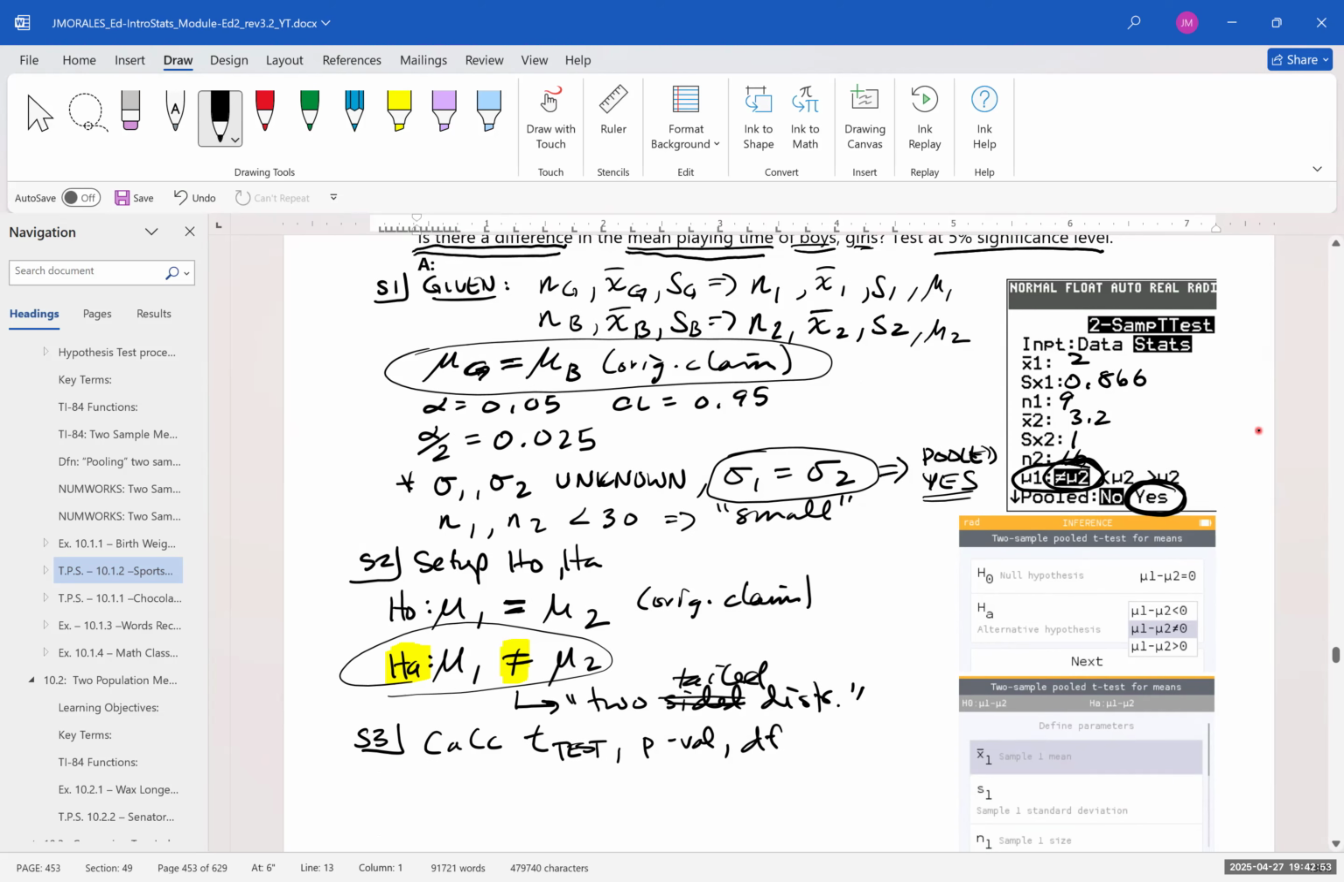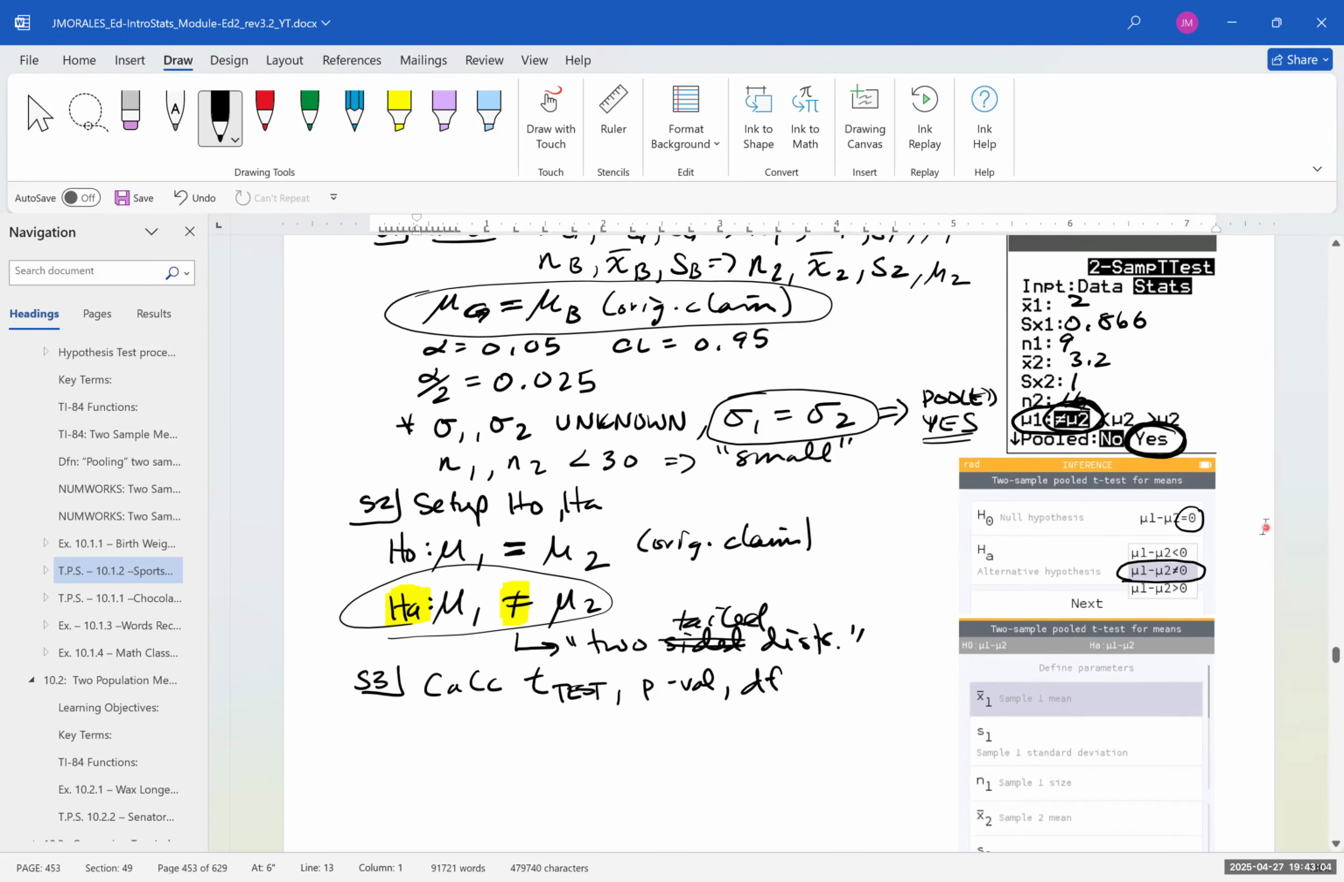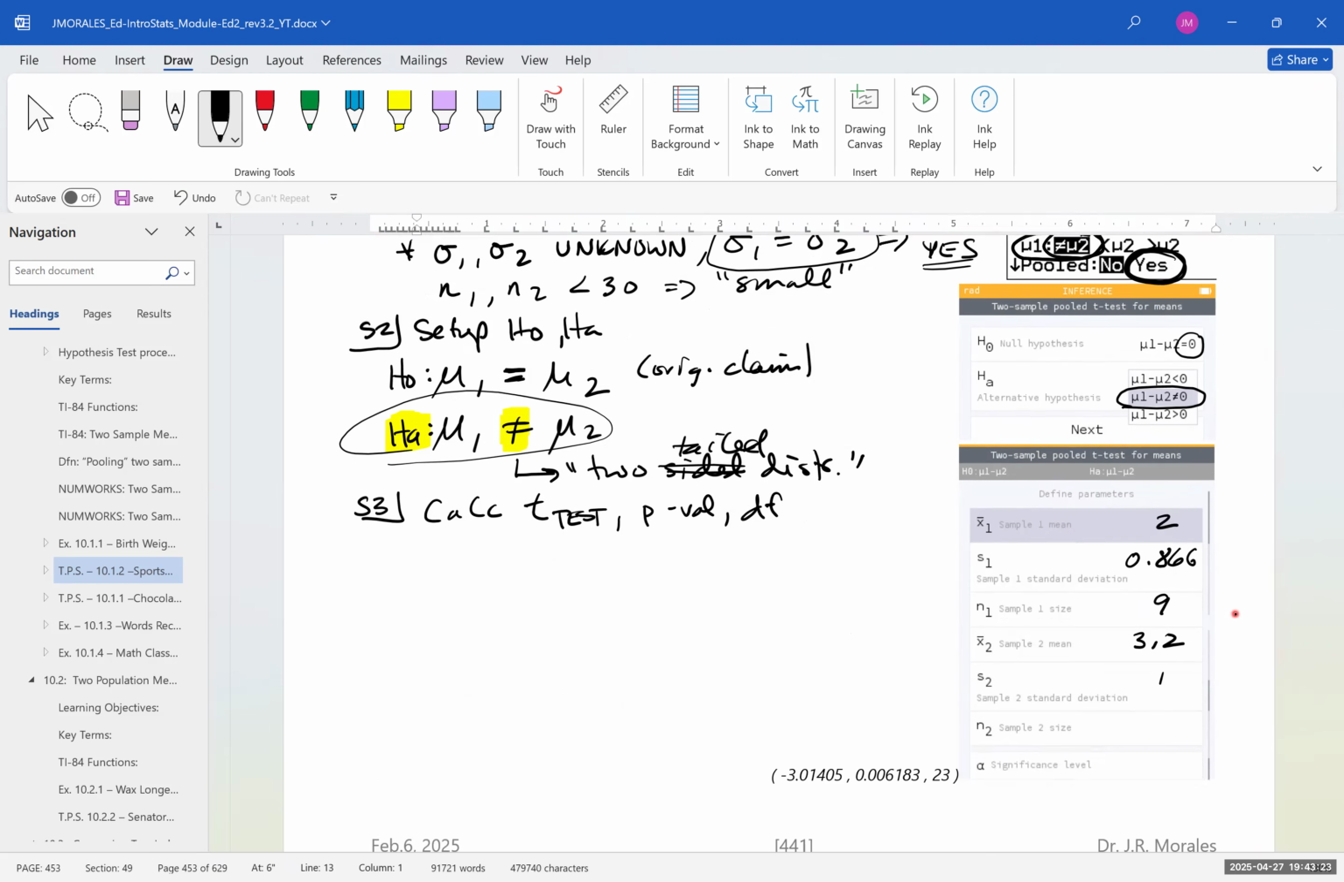So we should put in a value of 0 here, and it's going to be not equal to. That makes it kind of simple there. And X bar 1 is 2, s1 is 0.866, n1 is 9. X bar 2 is 3.2, S2 is 1, and N2 is 16, with a significance level of 5%.